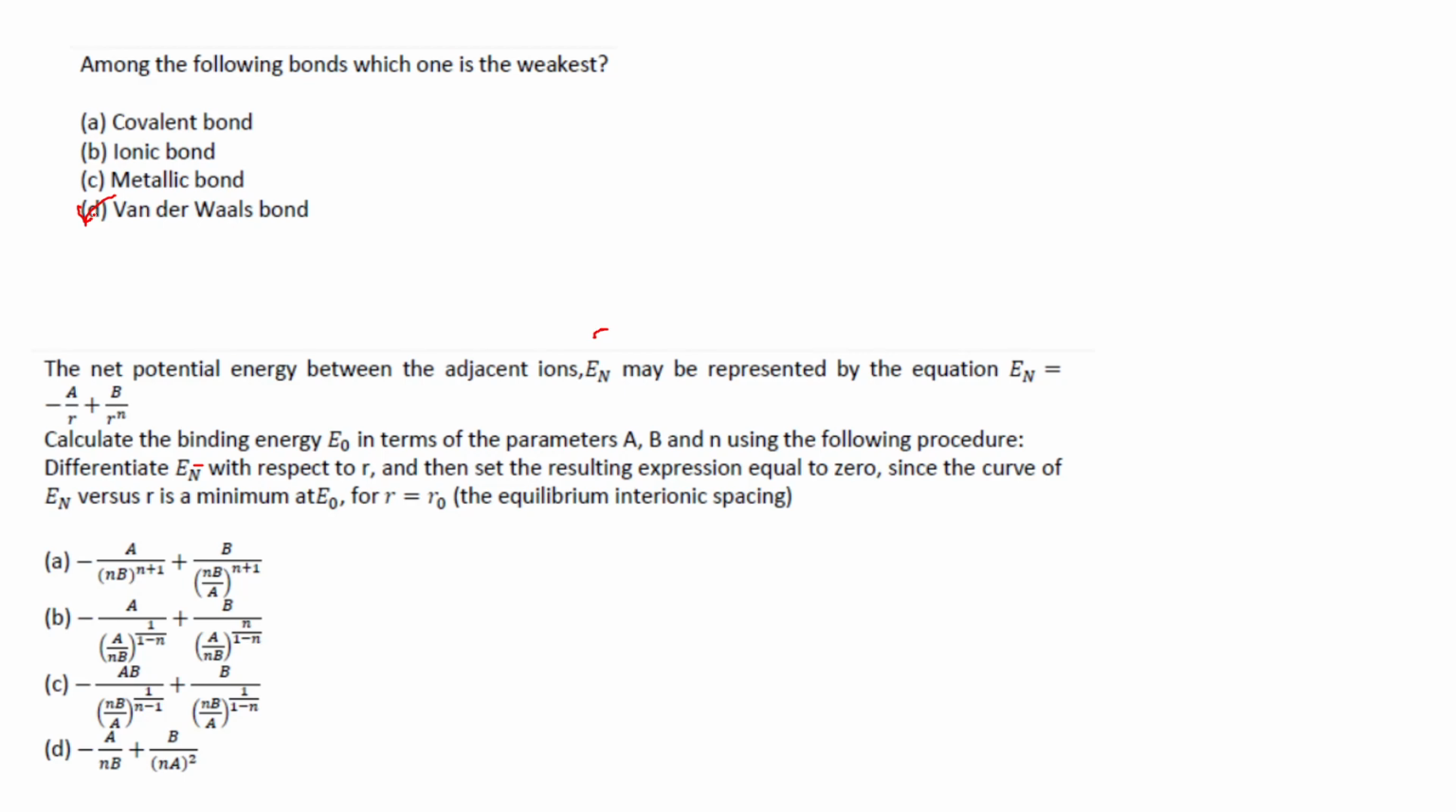Question. The net potential energy between the adjacent ions En may be represented by the equation En is equal to minus A by R plus B by R power n. Calculate the binding energy E0 in terms of the parameters A, B and n using the following procedure. Differentiate En with respect to R and then set the resulting expression equal to 0. That is giving the hint how to solve it.